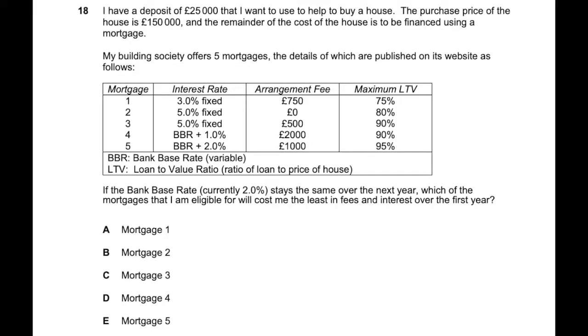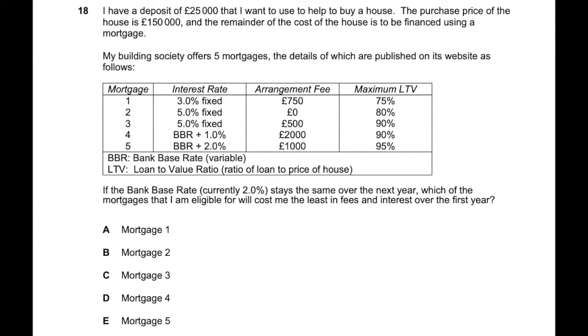Question 18. I have a deposit of £25,000 that I want to use to help to buy a house. The purchase price of the house is £150,000, and the remainder of the cost of the house is to be financed using a mortgage. My building society offers 5 mortgages, the details of which are published on its website as follows. If the bank base rate, currently 2.0%, stays the same over the next year, which of the mortgages that I am eligible for will cost me the least in fees and interest over the first year?